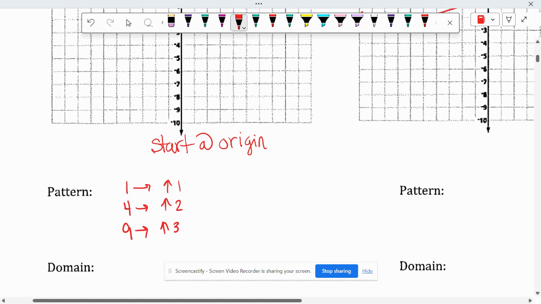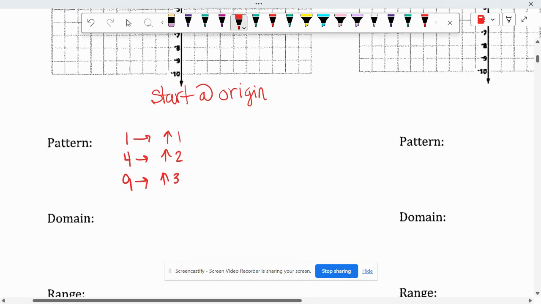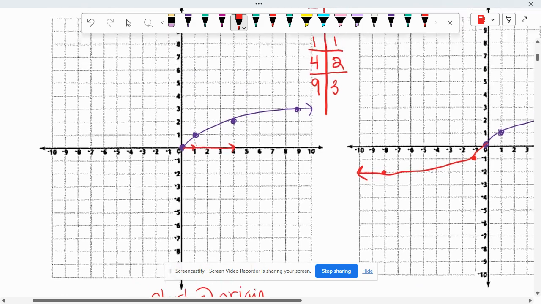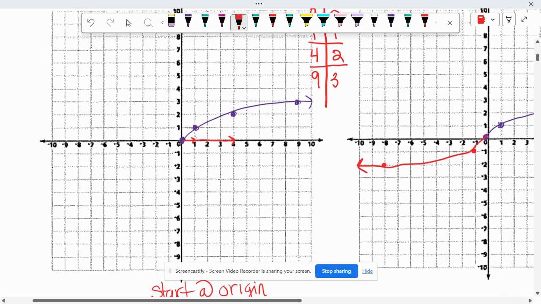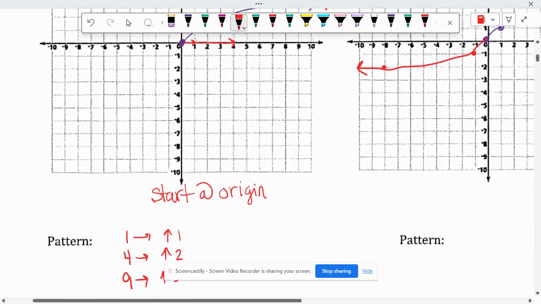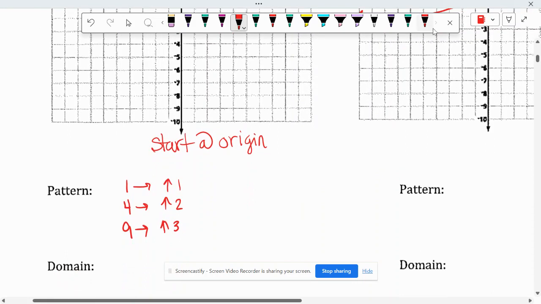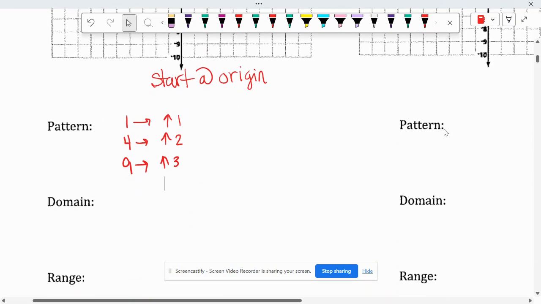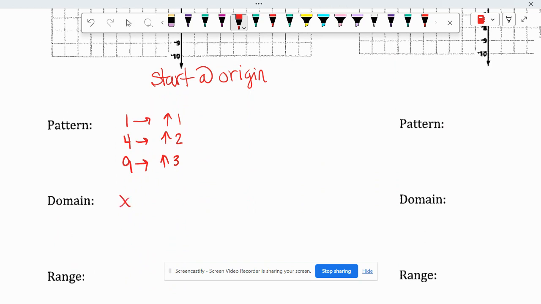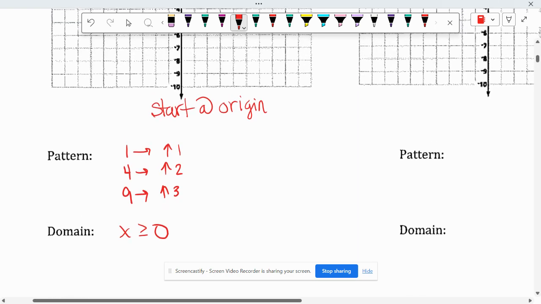Okay, are you guys following the whole pattern? All right, so what is the domain values? What are the values of x? Well, what do you know about the square root? We can never take the square root of a what? So that means that x has to be greater than or equal to 0.